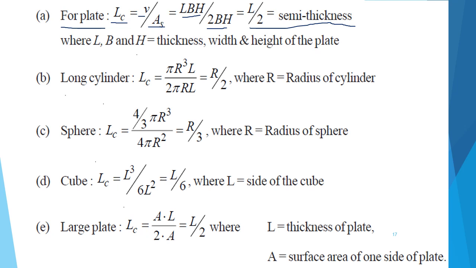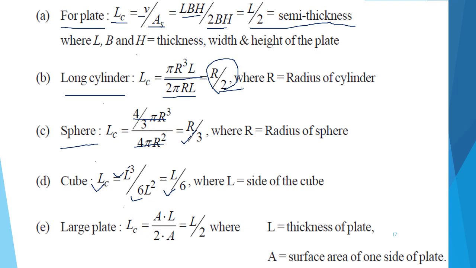If we talk about a long cylinder, volume is pi r square into L, surface area is 2 pi r L. So what is characteristic length? R by 2. If we talk about a sphere, it is 4 by 3 pi r cube volume, area 4 pi r square, characteristic length is R by 3. Cube: volume is L cube, surface area 6L square. Answer L by 6, that is the characteristic length, where L is the side of the cube.